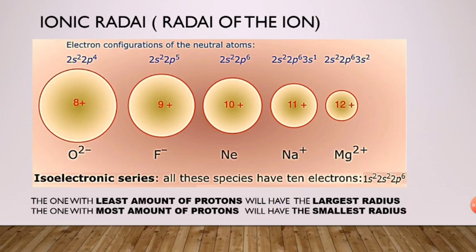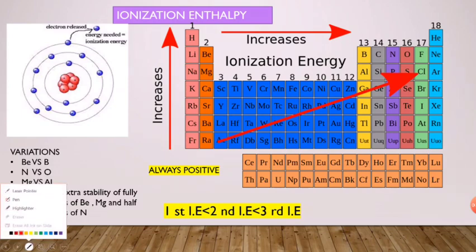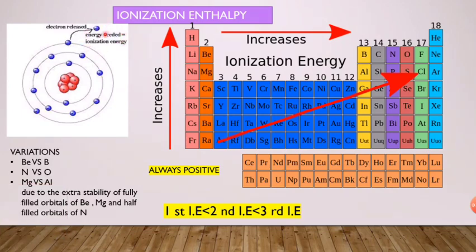Then, ionization enthalpy is the energy that we should supply to remove a loosely bound electron from an isolated gaseous atom. You can look at this figure. The energy needed is equal to the ionization energy. That is, the energy that we should supply in order to remove an electron is called ionization energy. And when one electron is removed, the atomic radius decreases, and the nuclear charge acting on the valence electron increases, right?